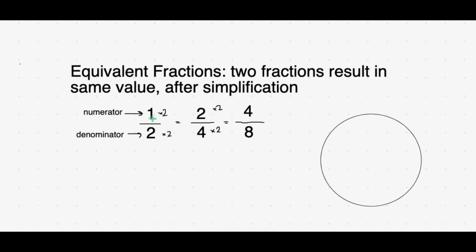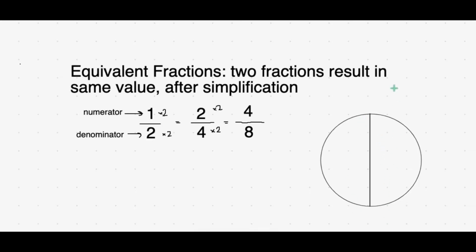The numerator is the top number and the denominator is the bottom number, and we've multiplied both by 2 to get 2 over 4. And we just repeated that same process to get another equivalent fraction, 4 over 8. Now keep in mind that it's not necessary to be multiplying by 2. I could have multiplied the 1 over 2 by 3 on both sides, on the top and the bottom, and that would have resulted in 3 over 6, which is another equivalent fraction to 1 over 2.